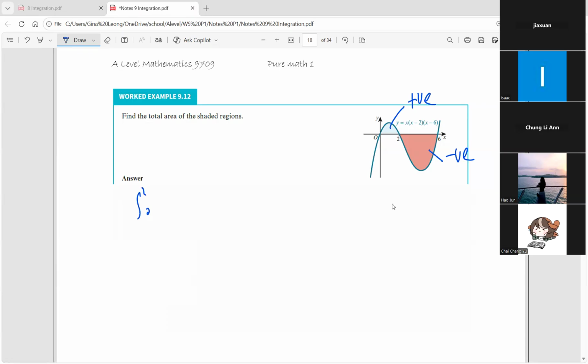This one I can simplify actually. I simplify first. Y equal to x squared minus 2x, x minus 6. I will get x power 3, okay, then minus 8x squared plus 12x.